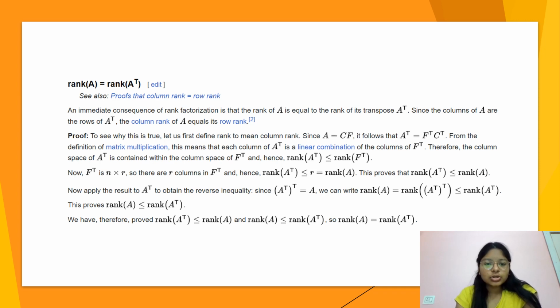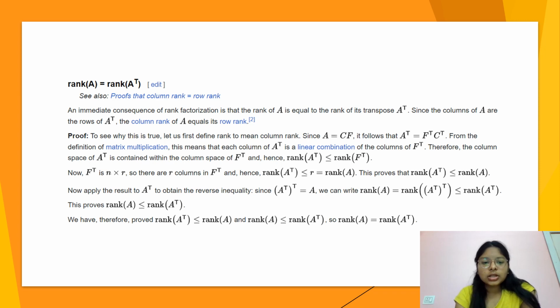Now F transpose is n cross r, so there are r columns in F transpose, and hence rank of A transpose is less than or equal to r, which is equal to rank of A. This proves that rank of A transpose is less than or equal to rank of A.